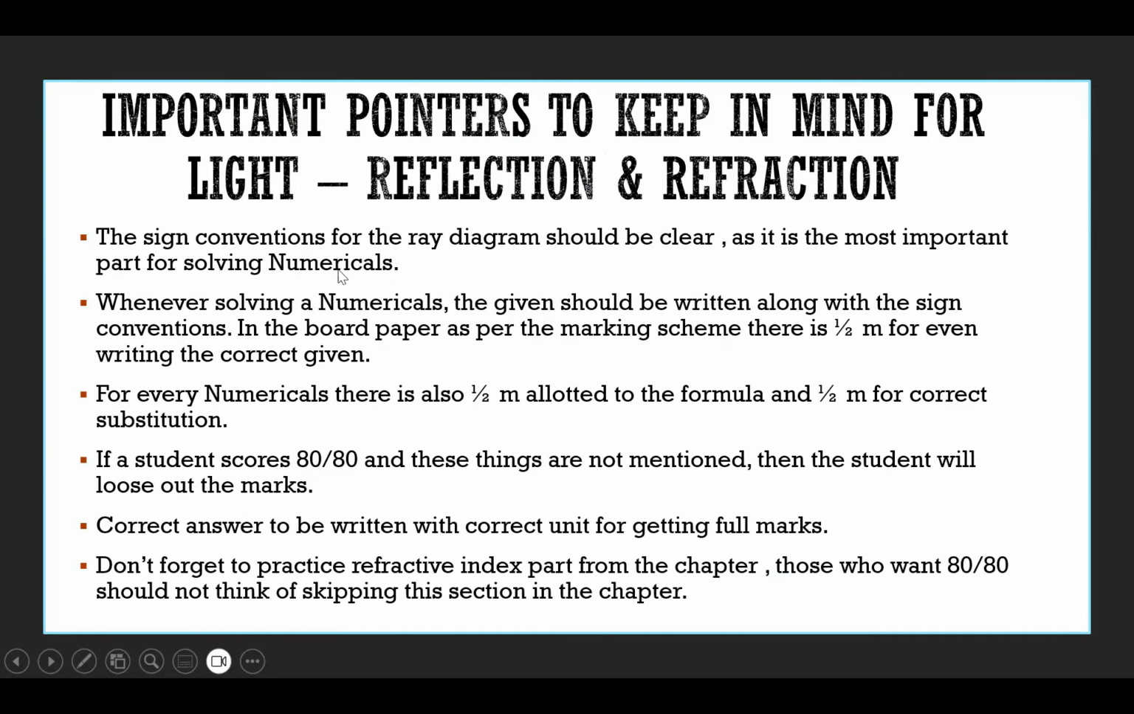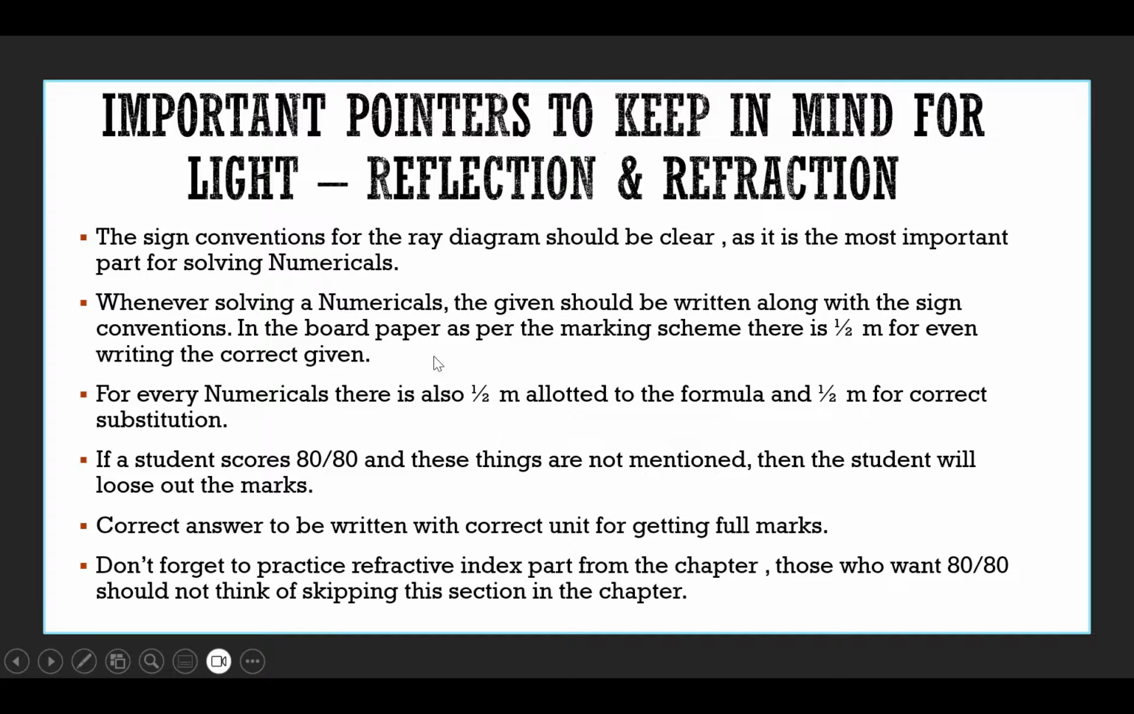Few more pointers for light, reflection and refraction. Apart from the ray diagram, the sign conventions should be clear. Make it a point that you are thorough with the sign convention, because sign conventions will be the most important part while solving numericals of light. Whenever solving a numerical, the given should be written along with the sign convention.